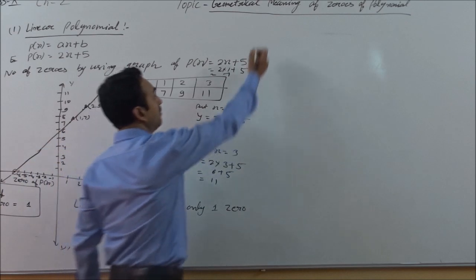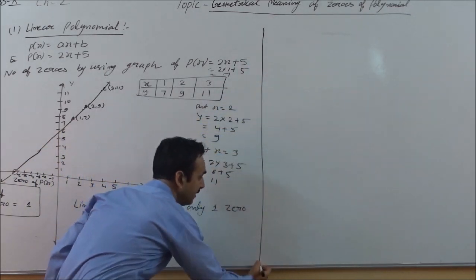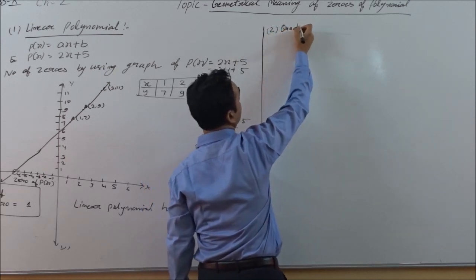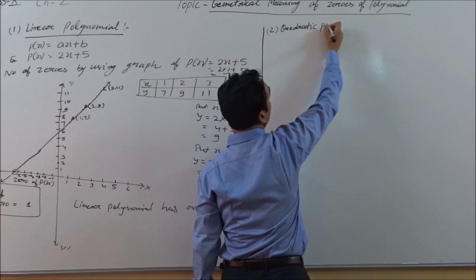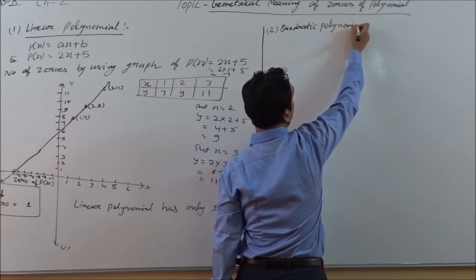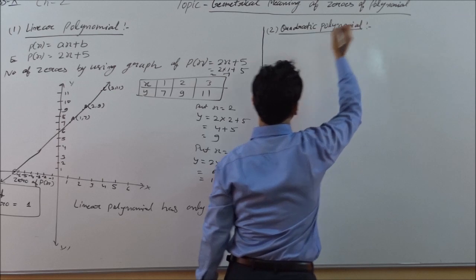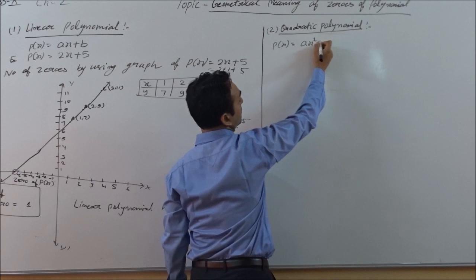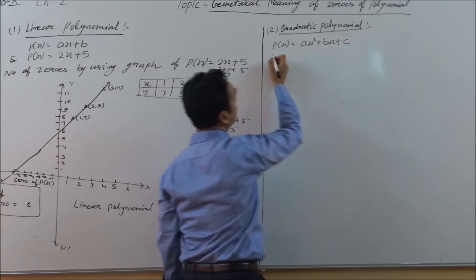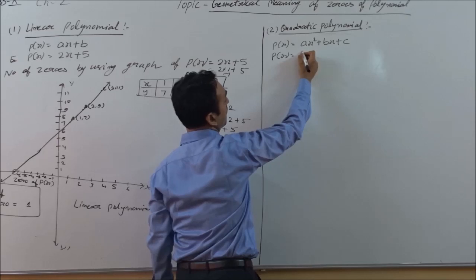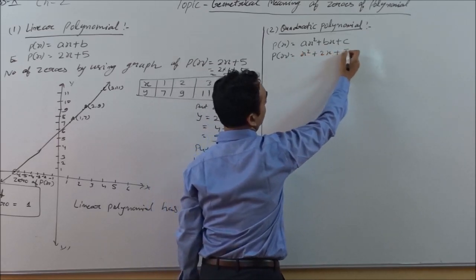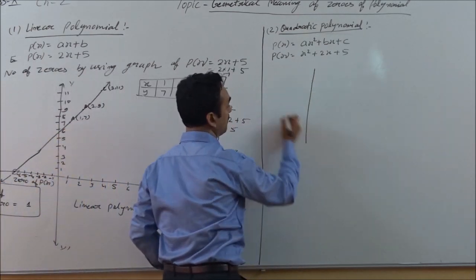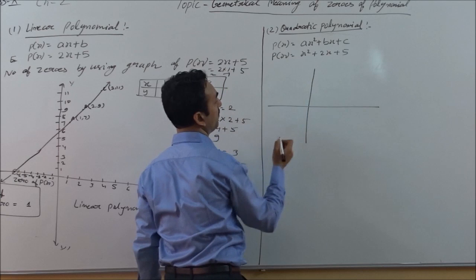Now we will understand the different types of polynomials. Second is the quadratic polynomial. The standard form of a quadratic polynomial is ax square plus bx plus c. Example, p(x) equals x square plus 2x plus 5. So when you make the graph of this polynomial, you will get a parabola.